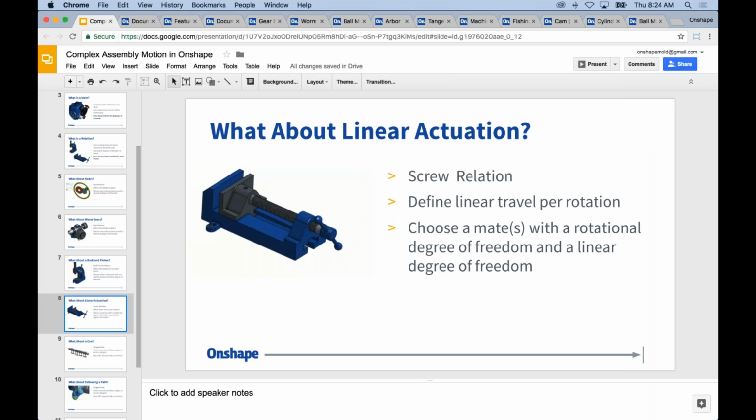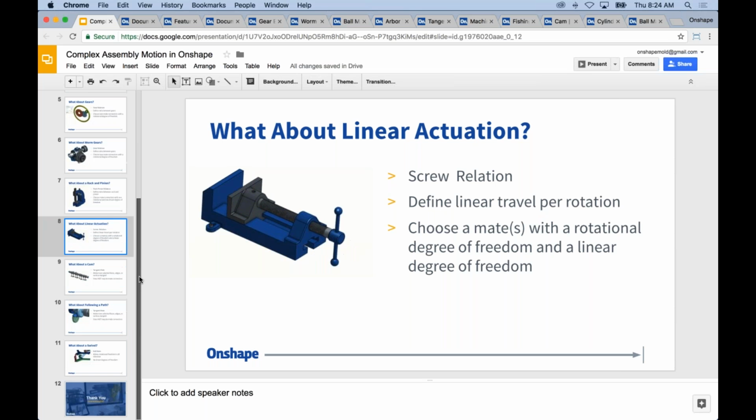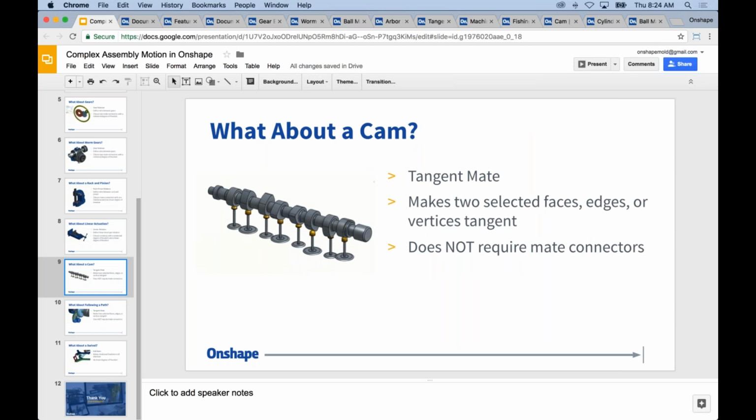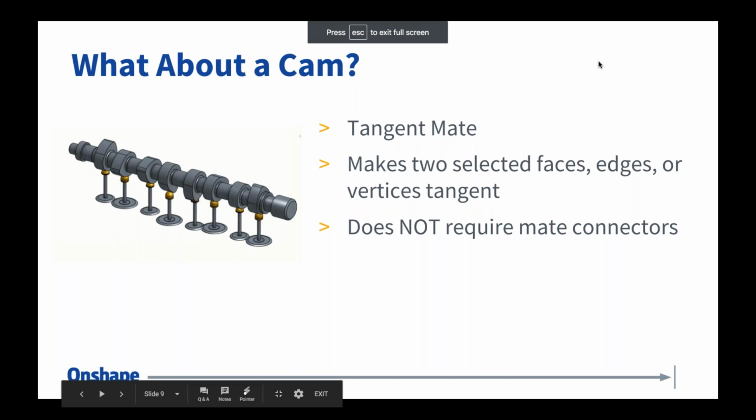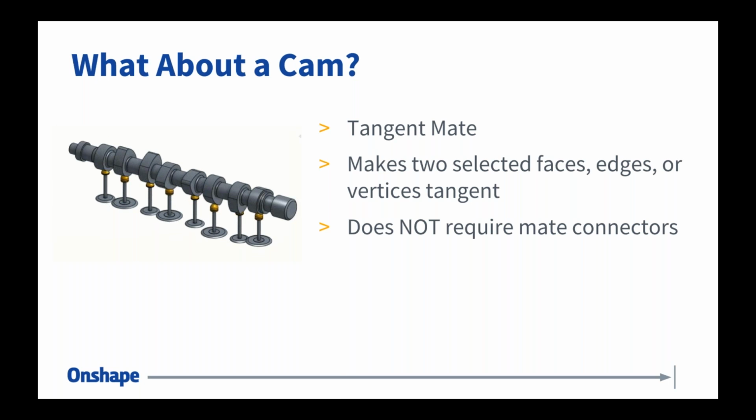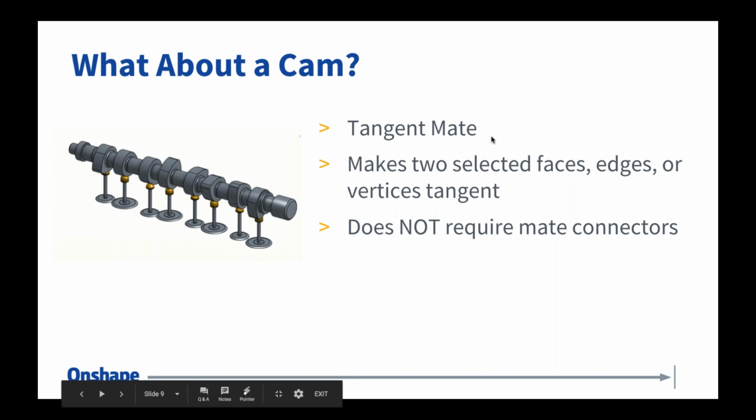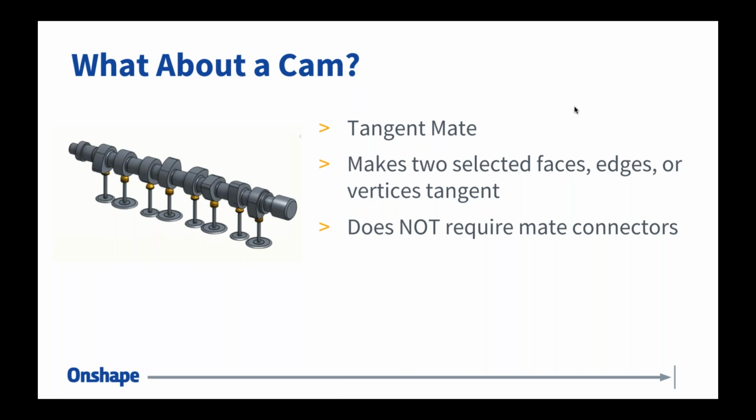So I want to get into some of the other types of movements that we commonly get asked questions about. And the first, and probably one of the most common, is what about a cam? How do I create a cam type movement where I rotate a part and I get linear actuation and so on? And the answer is tangent mate, right?